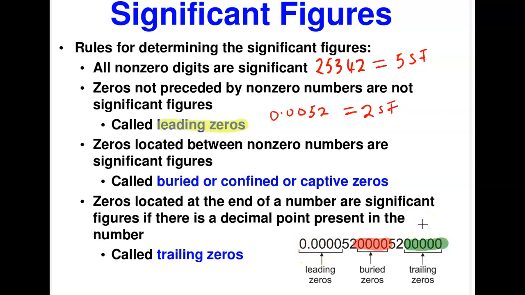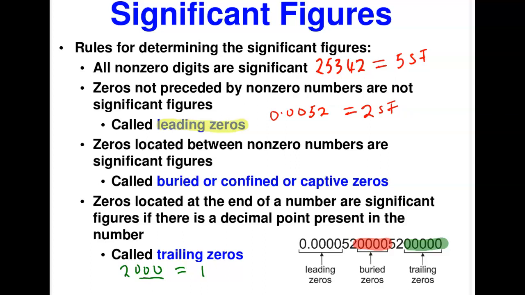A good example for a trailing zero would be, let's say, 2000. How many significant digits do I have here? The number of significant digits I will have here is only 1, because these zeros are trailing zeros. They do not have any decimal point. If I had the decimal point at this position, these digits would have been significant. So we call them trailing zeros.